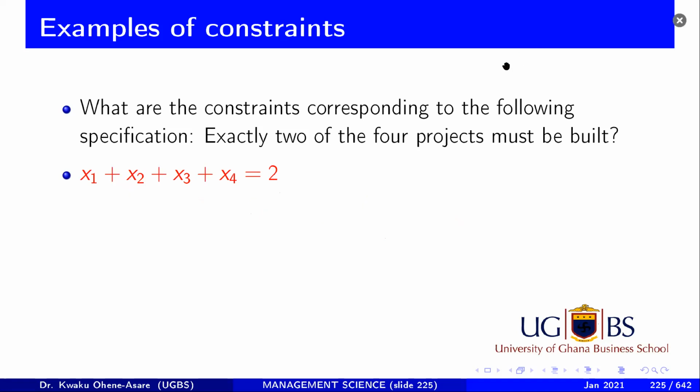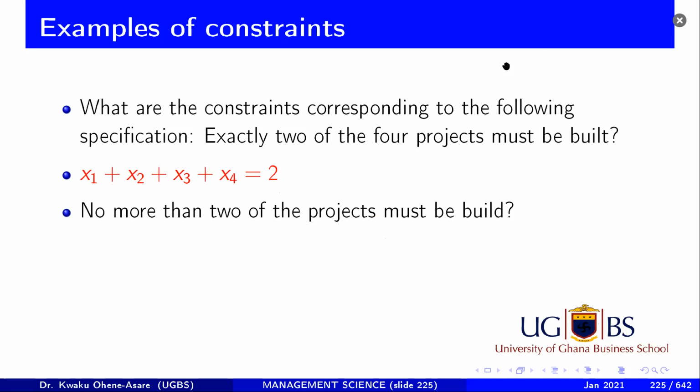Of course, that's not what is in the story, but if that had been the case, what if you had, in this case, no more than 2 of the projects must be built? Oh, that's a constraint. What if you had this constraint, no more than 2 of the projects must be built? What symbol is that, by the way? No more than 2 is what?